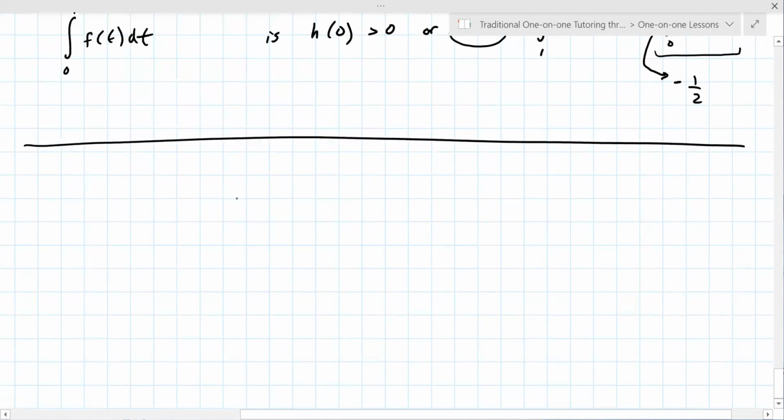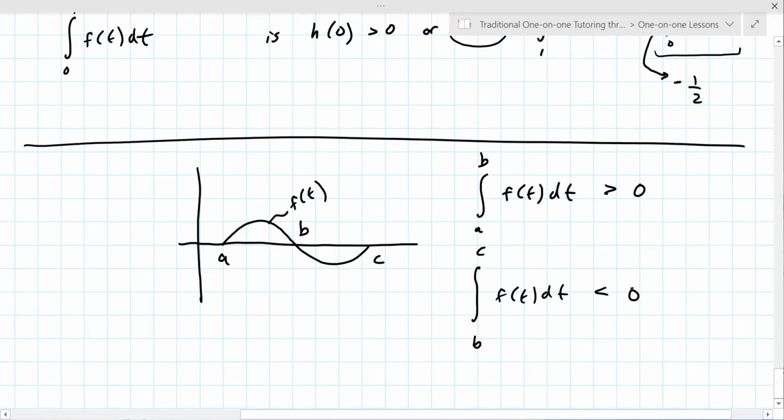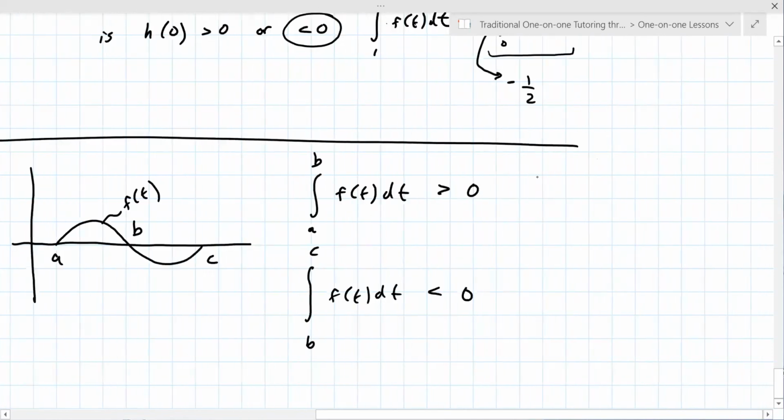So let's talk about what you just said, because it's very important here, and I want it to be very, very clear. So let's go A, B, C. We'll call this f of t. The integral from A to B, f of t dt, is greater than 0. The integral from B to C, f of t dt, is less than 0. Now, what about the integral from B to A, f of t dt? So it's talking about this region.